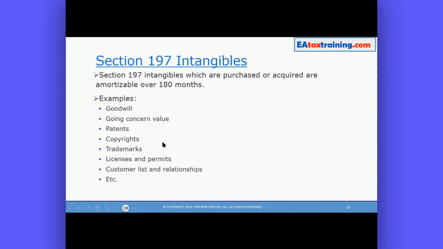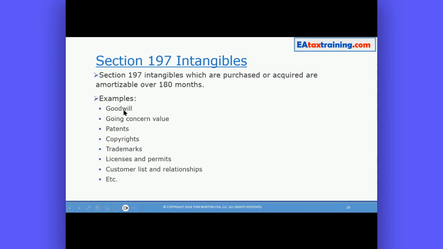So first, Section 197 intangibles. These are, when they are purchased or acquired, amortizable over 180 months. And the reason I say when they are purchased or acquired is because if it is something you produce yourself, it is not a Section 197 intangible and you cannot amortize it. So these are things that are purchased or acquired and you amortize them over 180 months, again, using straight line. So some examples of 197 intangibles: goodwill and going concern value.